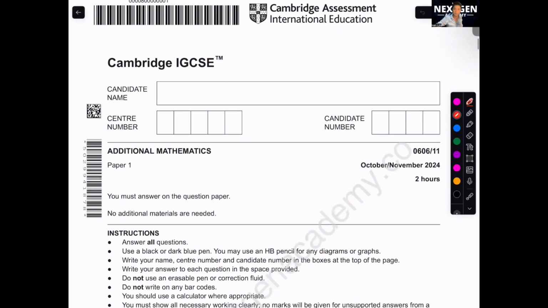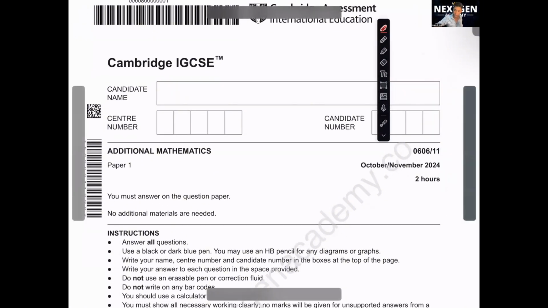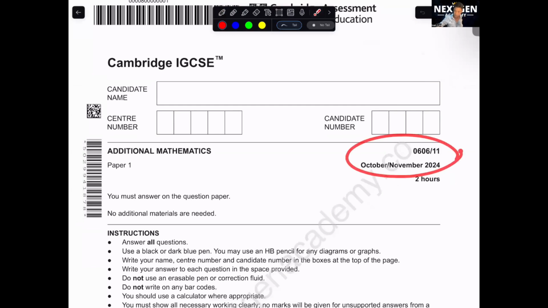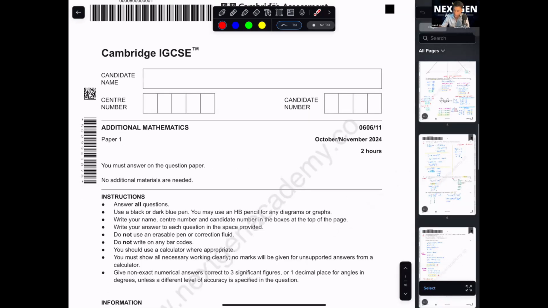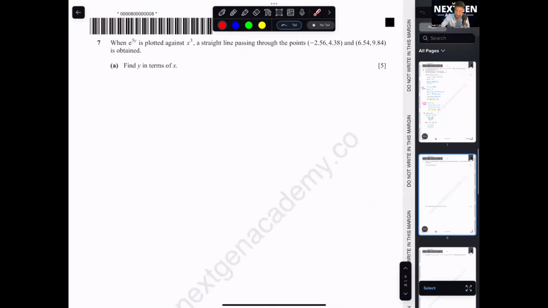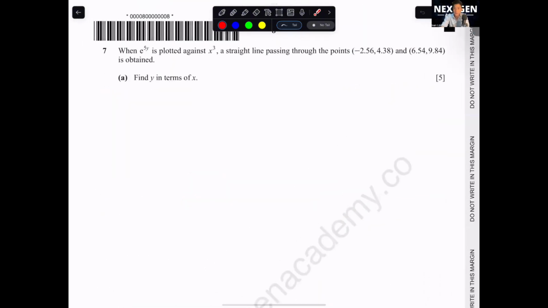All right. So, welcome back, my NextGen family. We are going to go through the second part of November 2024, paper 1-1, from question 7 onwards. In the last class, we already went through the first half of it. Please ask all your questions if you have any. So I'll start with question 7 over here.